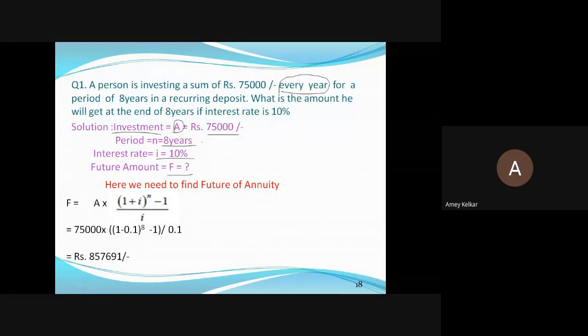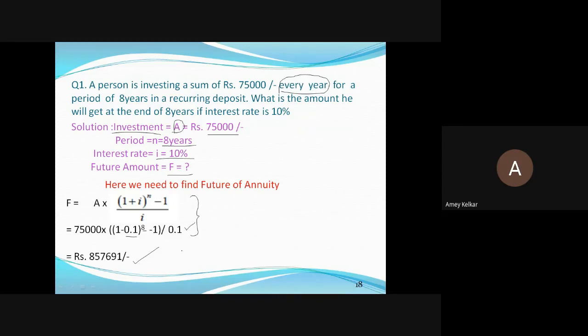See here how the substitution goes. 75,000, which is the annuity, which is given here. 1 is as it is. I don't take it directly as 10, because 10% is 10 divided by 100, so 0.1, raised to 8, minus 1, again the entire thing divided by I, which is 0.1. When you use this formula, you get the answer as 8,57,691. So here what we did, we found out the future value of an annuity.